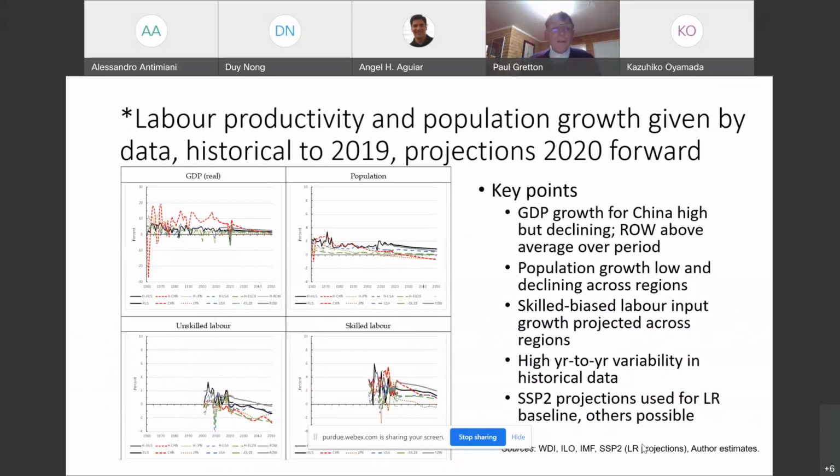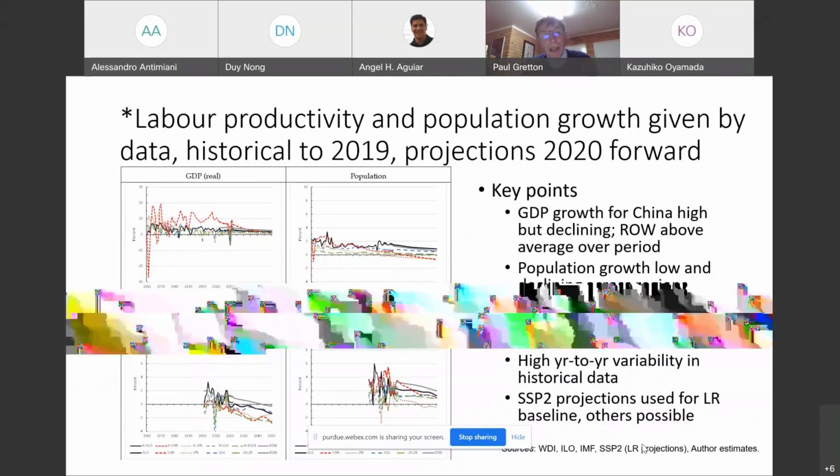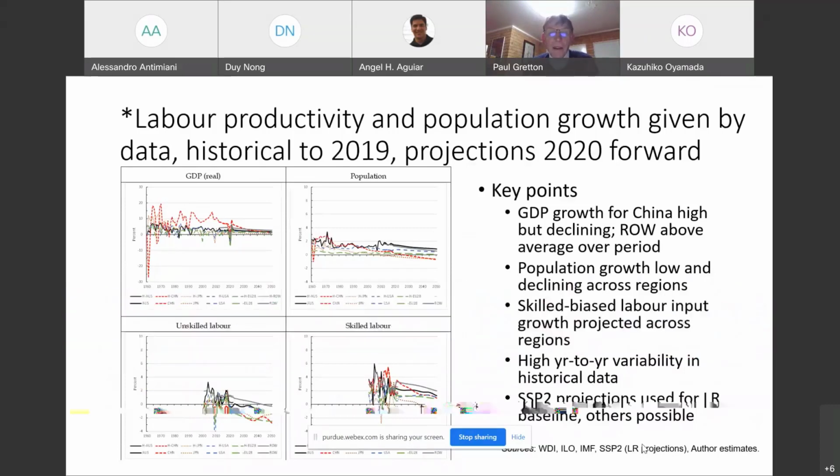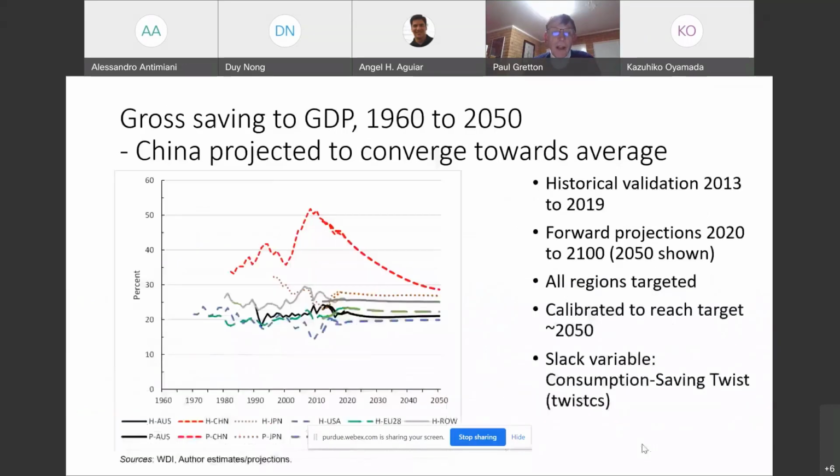So I'll just say that if you look at the baseline in GDP, population and skilled labour, historical data is very messy, but the SSP2 projections are quite smooth and going down, but with China and the rest of the world having higher growth rates.